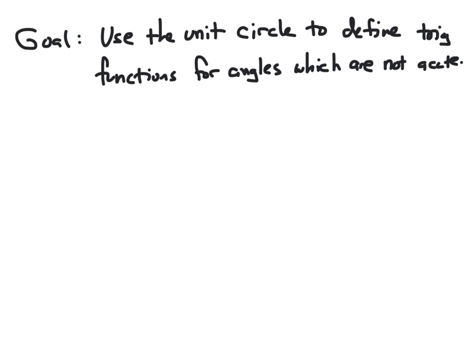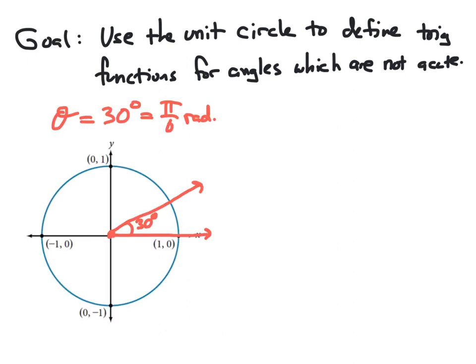So to do this, let's start by looking at an acute angle whose sine and cosine we know, and see if we can figure out how to relate the sine and cosine of the angle to the unit circle. So let's take a look at the angle 30 degrees or pi/6 radians. I've graphed it here in the unit circle in standard position, so the vertex is at the origin and the initial side is along the positive x-axis, and I've roughly drawn the terminal side here at a 30-degree angle.